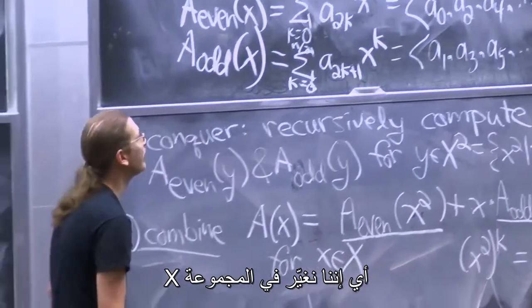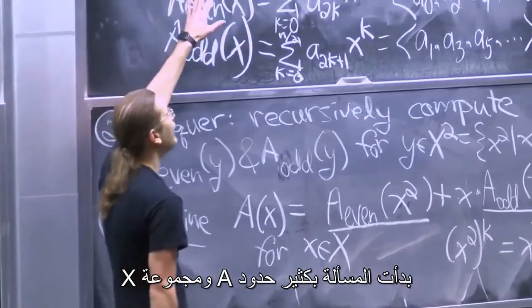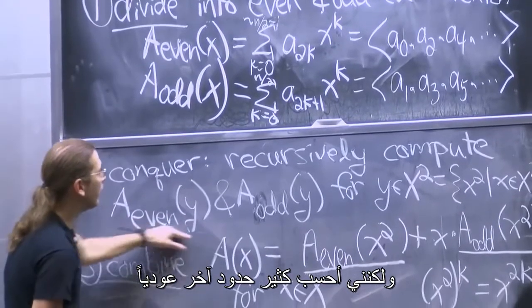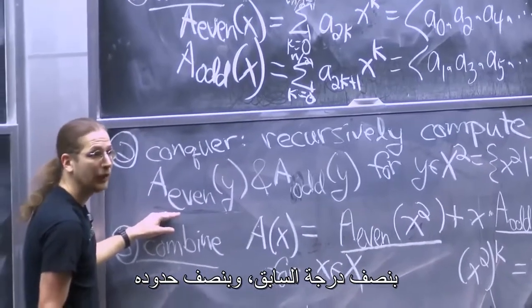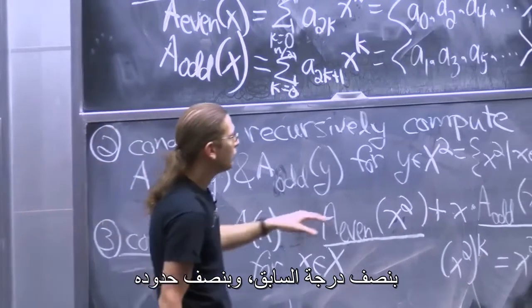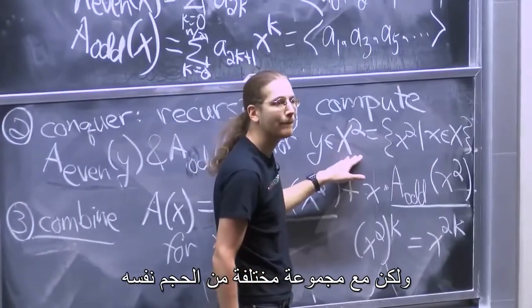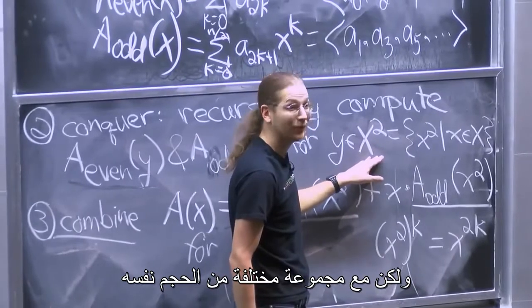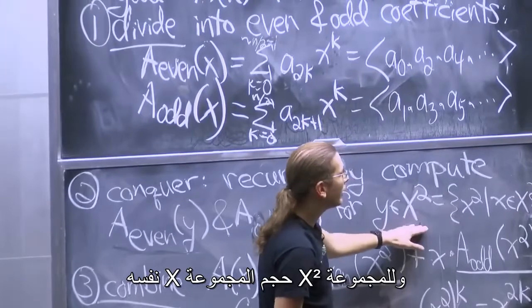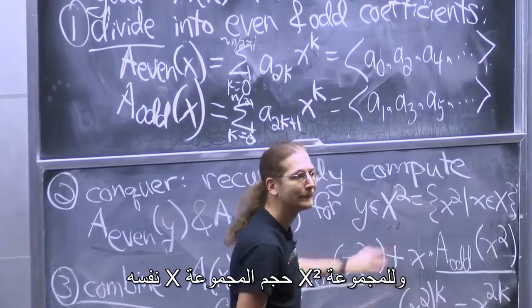Okay, so I'm changing my set x. I started with a polynomial A and a set x. Recursively, I'm doing a different polynomial of half the degree, half the number of terms, but with a different set of the same size. Okay, I started with x. X squared has the same size as x, right?